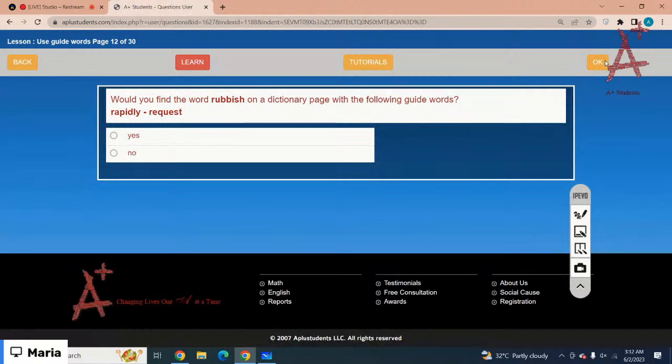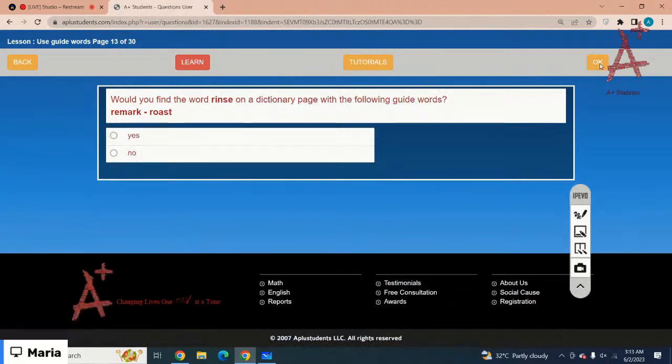The answer is no. Okay, would you find the word rubbish on the dictionary page with the following guide words rapidly or request? Which is the correct option? Rubbish, U is after the E. So no, it wouldn't be on the same page. Got it? The correct option is no.